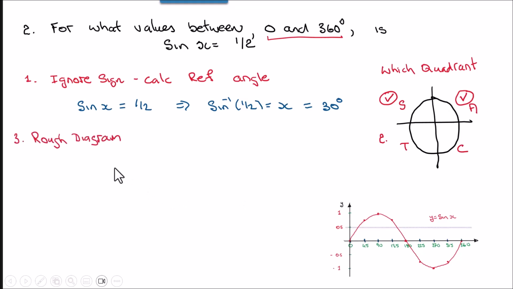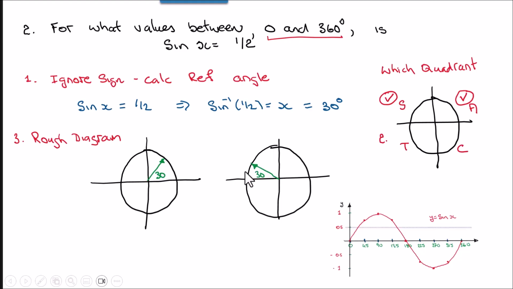So what we do is we put the reference angle into each of these two quadrants. So there's 30 degrees in the first quadrant, and there's 30 degrees in the second quadrant. We always measure the angles from the positive sense of the x-axis. So if you take 30 from 180, we get 150. So this angle here can be defined as 150 degrees. So sine of 150 will give us a half, and sine of 30 will also give us a half. So therefore we can write the two values of x that will give us a half are 30 and 150 degrees.